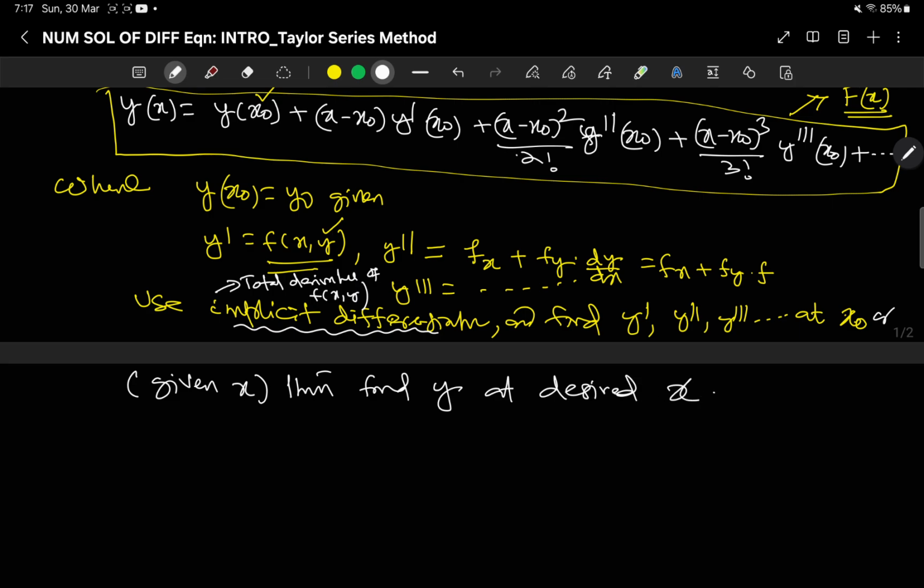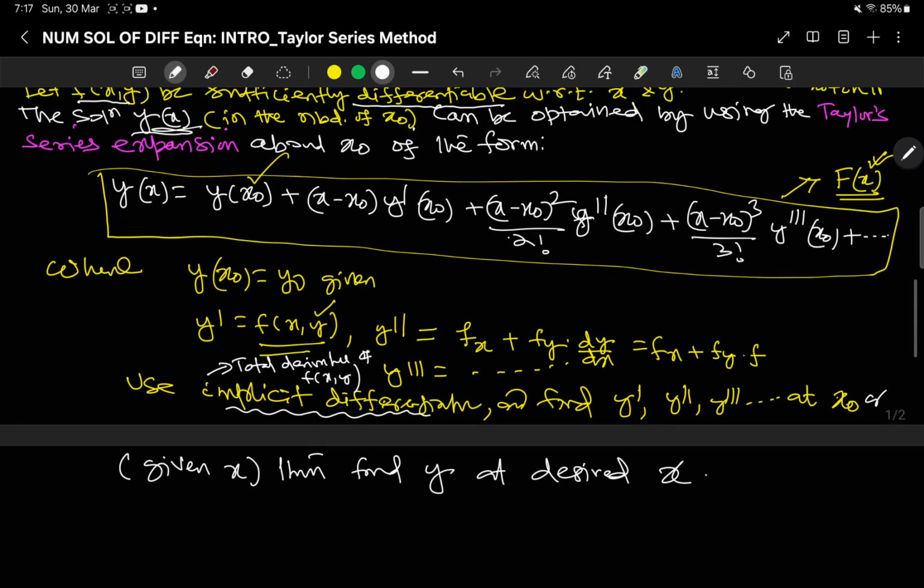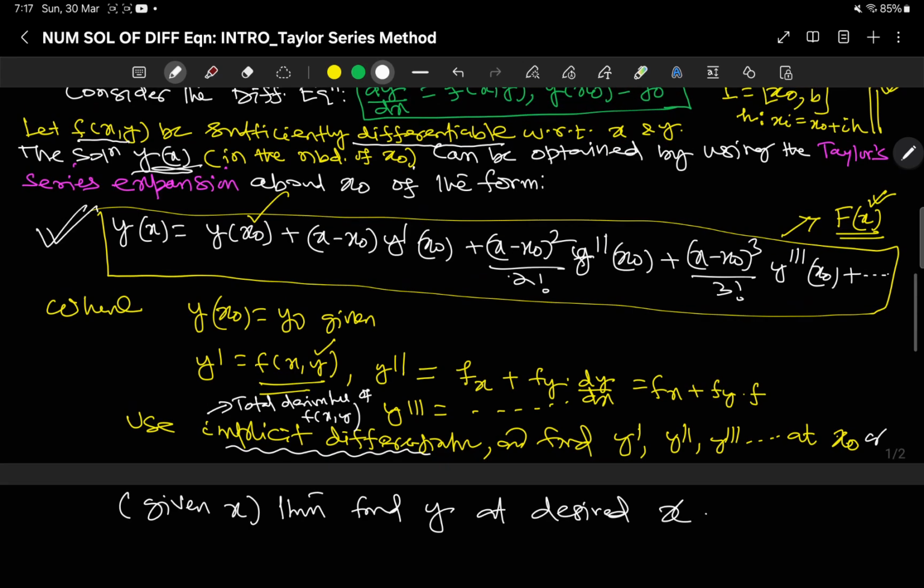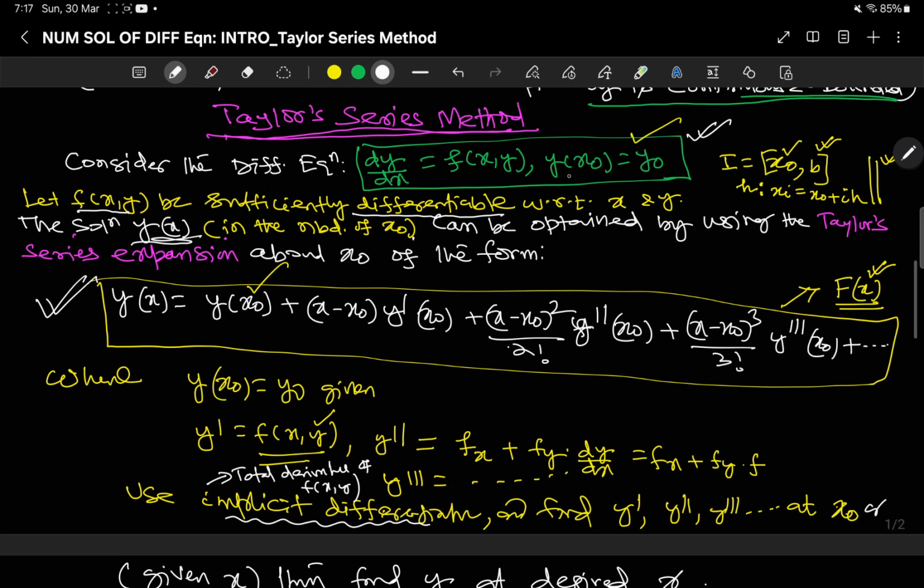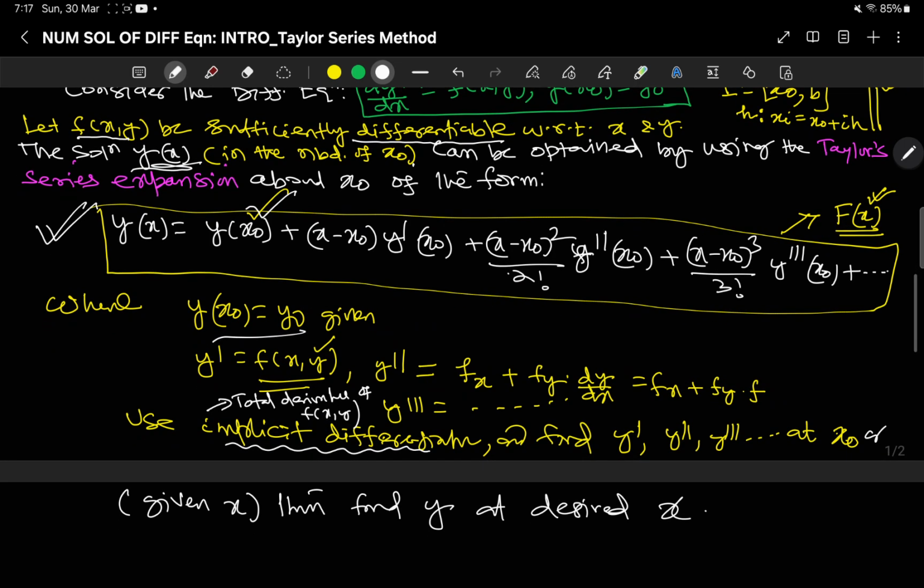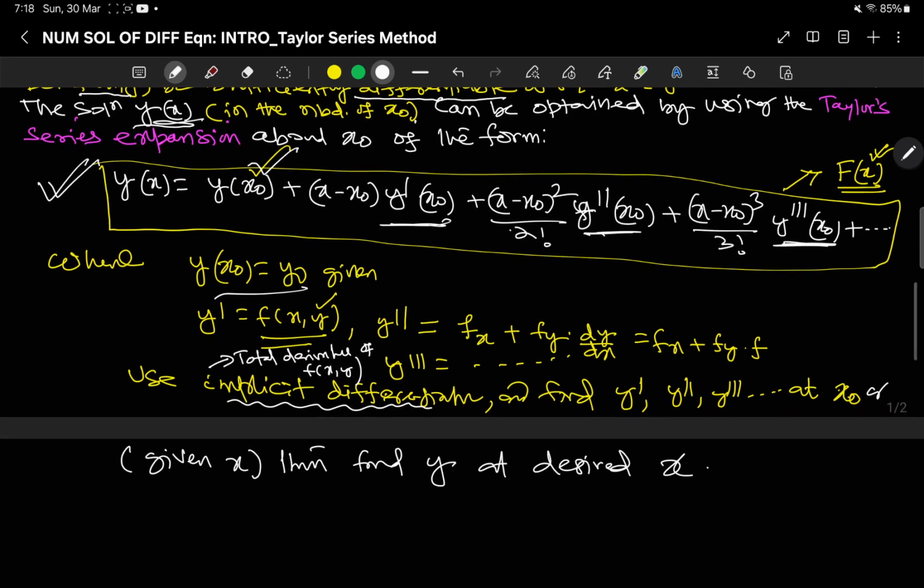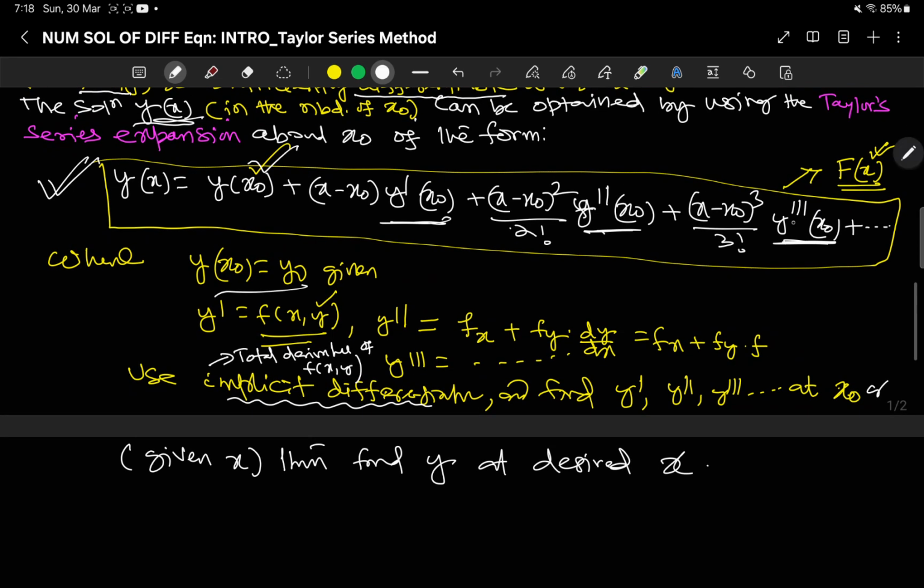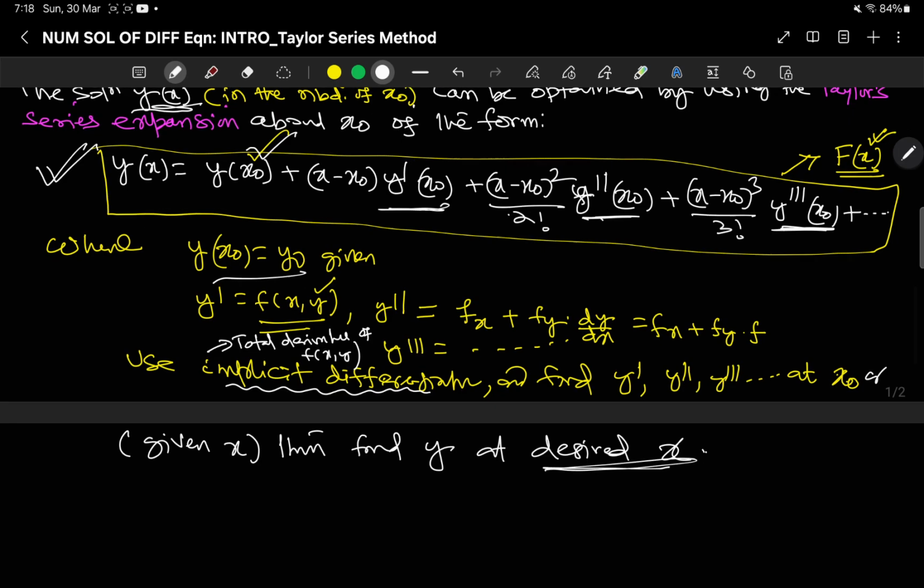For simplicity we just apply the Taylor series formula, and with this use the given initial conditions, y of x0 is y0. You substitute here y0, and subsequently you find y dash x0, y double dash x0, y triple dash x0, and so on up to the desired accuracy as it is asked, and you substitute for a particular desired value of x, and you find the solution.